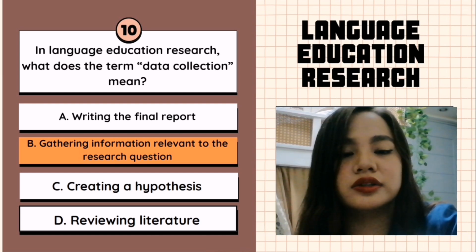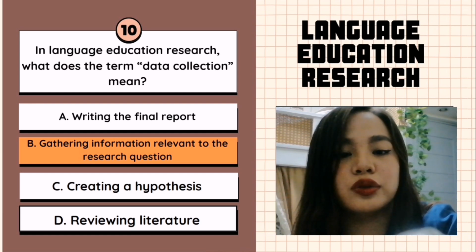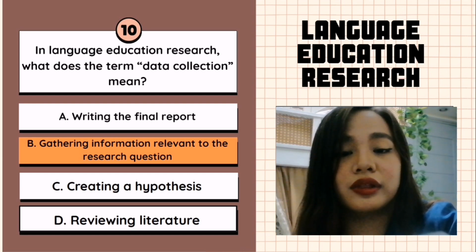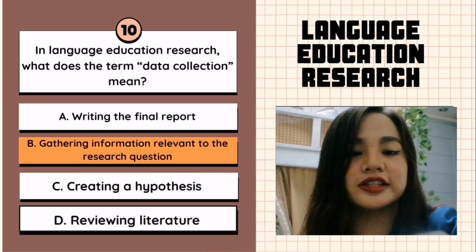Letter D is also wrong. Reviewing literature occurs during the initial planning stage to understand what is already known about the topic. It helps to frame the research, but it is not part of the data collection process. So that's all.